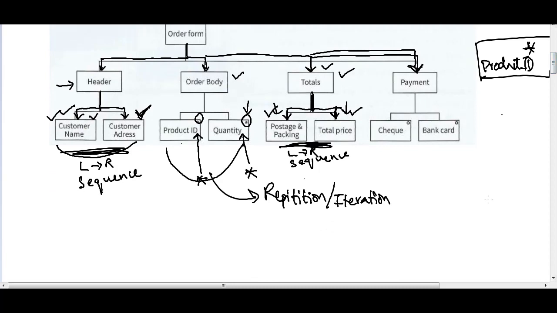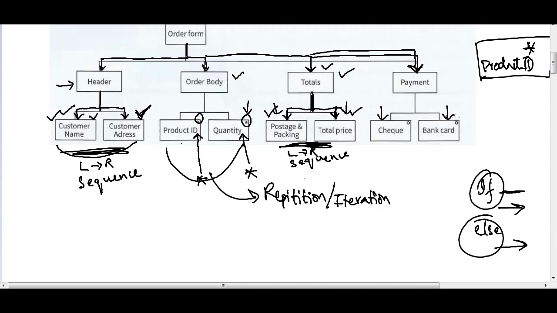It's more like when you write program code and you use statements like if else. You are either going to be choosing this or you're going to be choosing this. So it's going to be either one of these. Either we're going to be choosing a check or we're going to be choosing a bank card, and this is called selection. We're choosing, so only one of these options is going to get executed.